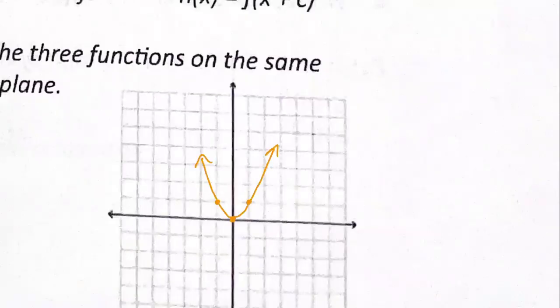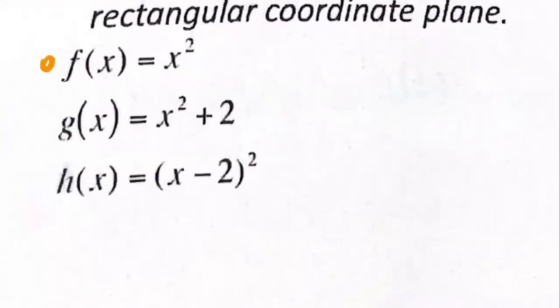That is the parent function. You don't need to have all the points accurate. At least having 3 is more than enough because you're just going to graph these as accurately as possible. It doesn't have to be perfect. And then we're going to graph f of x equals x squared plus 2.